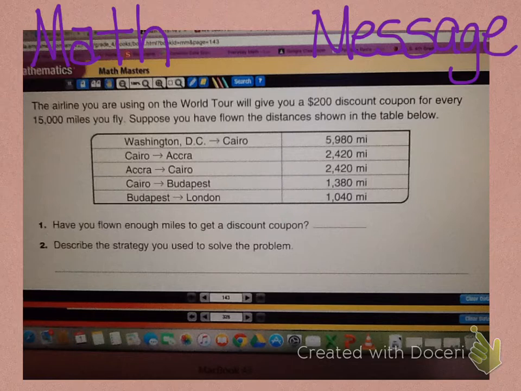So first of all, take a look at those numbers, the mileage between each city. Think about how you would go about figuring out the answer to this question. Pause the video for a second so you can go ahead and calculate that on your note sheet, and then resume when you get done.